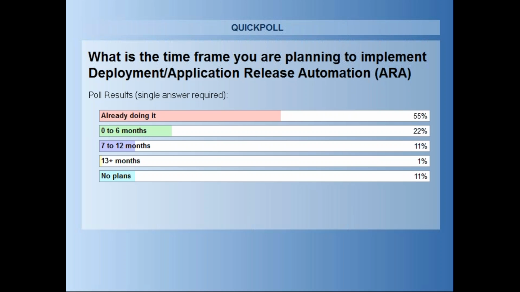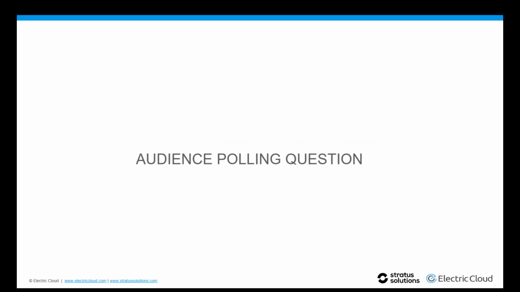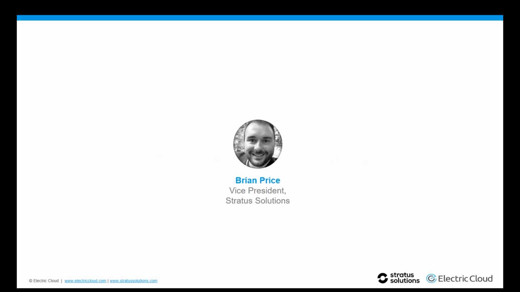Yeah, that's fantastic. Such a critical part of becoming successful with any DevOps transformation is eliminating that friction downstream. And so getting that application release automation solution up and running and easing that bottleneck, I think, is a critical part of it. So that's wonderful to see. Excellent. So are we ready to move things over to Brian? I believe so. Brian Price, Vice President, STRATUS Solutions.